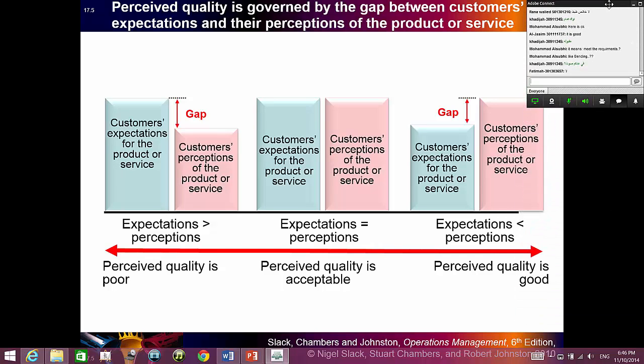As you can see here, if the customer perception was less than customer expectation, then this is poor quality. In the second situation, the quality is acceptable. We can accept this quality. But in the last situation, we can say that the quality is very good, is excellent, because customer perception exceeds the previous expectation about the product and service.